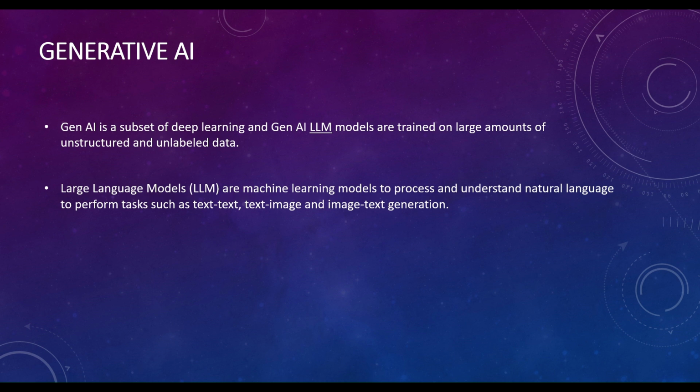So generative AI is the subset of deep learning, and the generative AI large language models are trained on large amounts of unstructured and unlabeled data. So what is unlabeled data? Before we understand unlabeled data, let's go through what is labeled data. Now in machine learning, normally we are using labeled data. So what is labeled data?